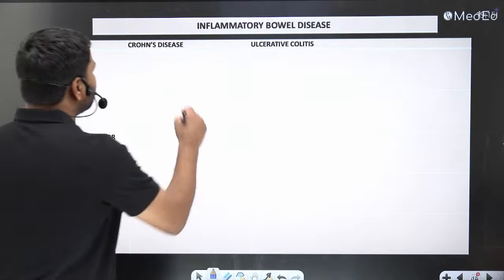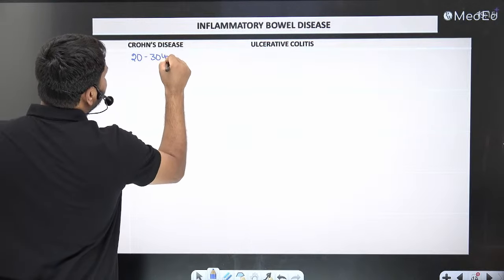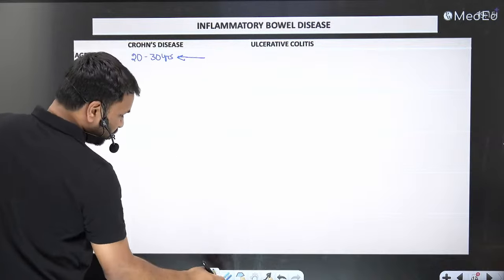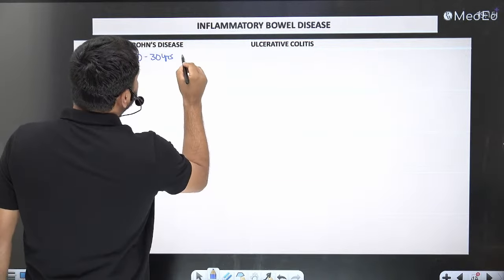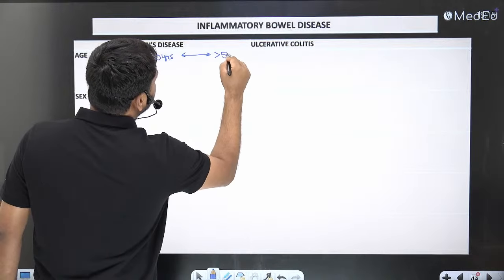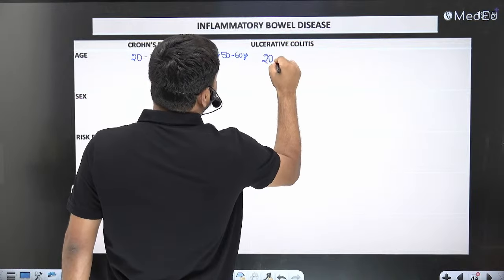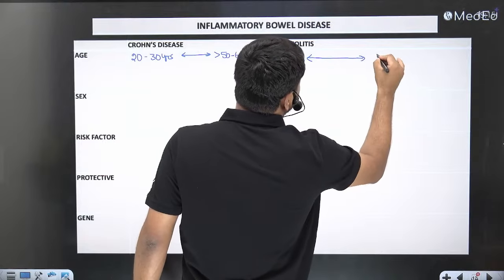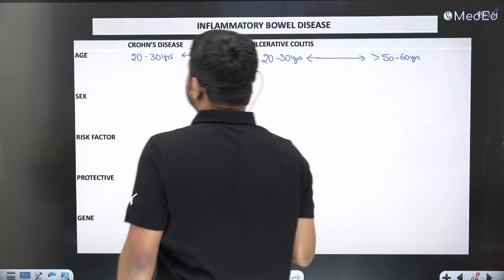In terms of Crohn's and ulcerative colitis, both of them have a bimodal presentation. One you can see between 20 to 30 years. The second peak that you will see is about 50 years. So either 20 to 30 years, or you will see it after 50 to 60 years. So there is a bimodal presentation. Same for ulcerative colitis. The first peak is between 20 to 30 years. If this misses out, the next peak is between or above 50 to 60 years of presentation, right?